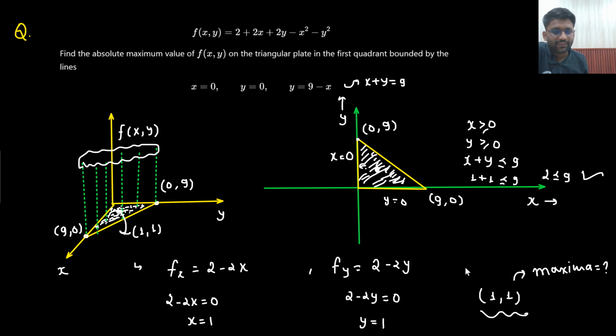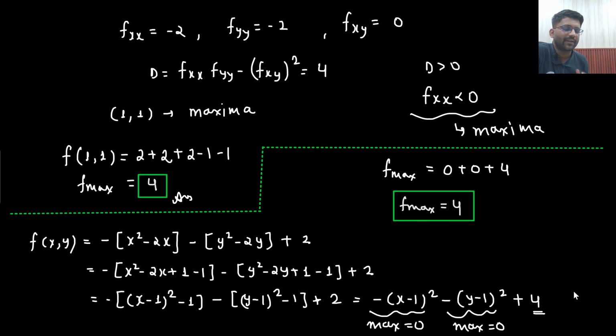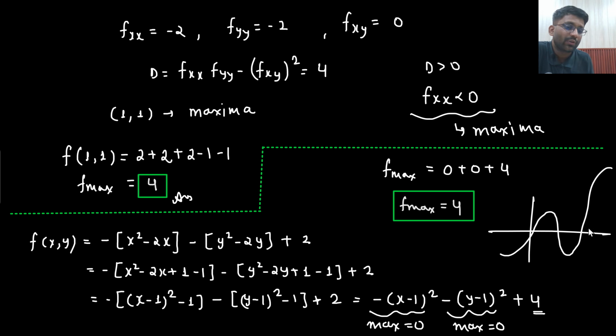Now someone would say that, sir, if I follow this method, I got to know that 1 comma 1 is a point of maxima. But who told it is the global maxima? It could be local maxima as well. In your 2D graph, when we used to study functions of a single variable, I used to get a point of maxima. Let's just say I got a point of maxima, but who knows what could be the maximum value? Maximum value could be somewhere here.